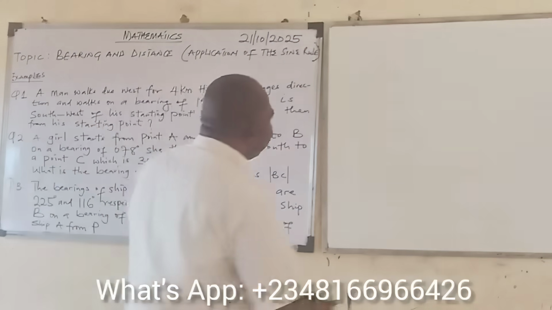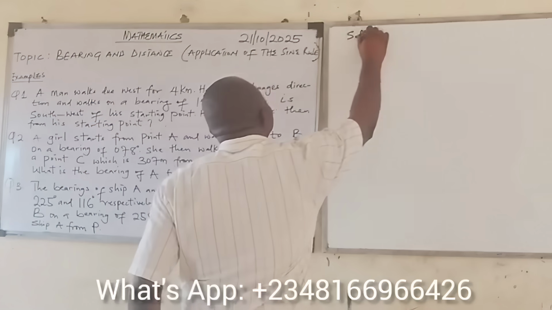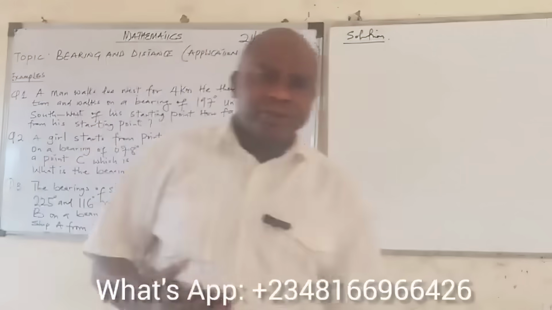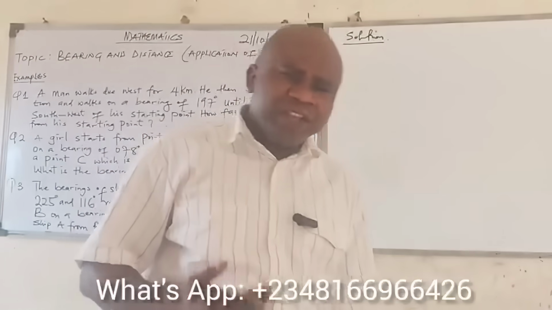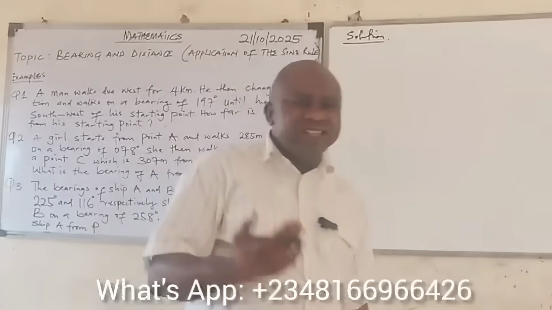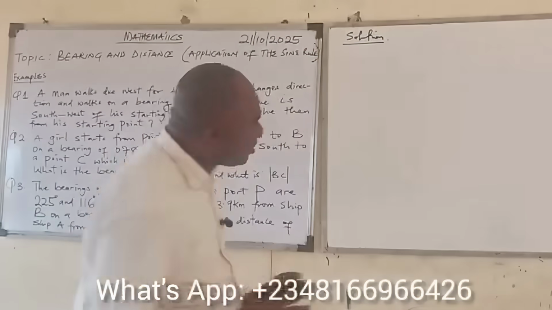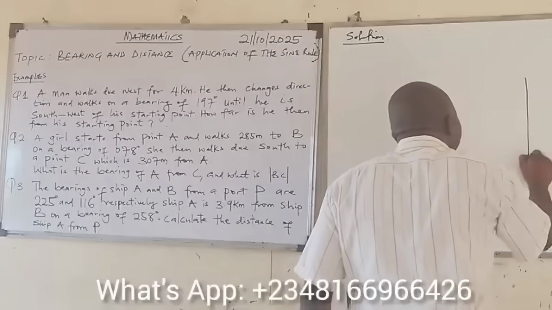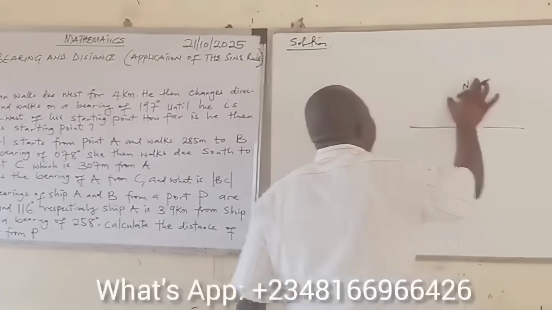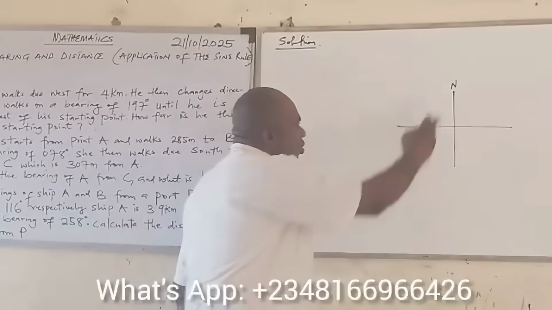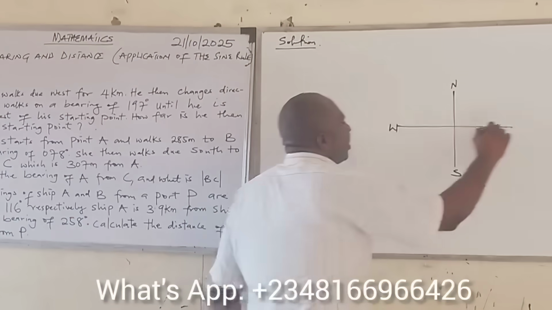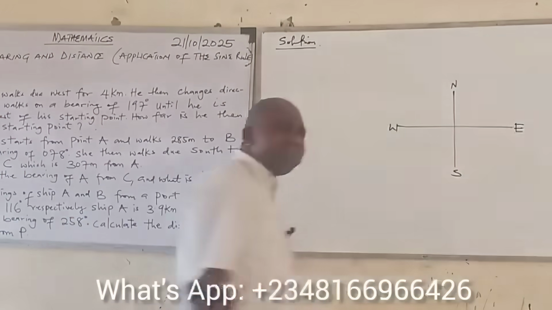Now, let's look at the solution. When analyzing problems involving bearing, as we all know, bearing means direction, starting from the North Pole. The first step is to draw the 4 cardinal points. We have north here, down here we have south, here we have west, and here we have east.